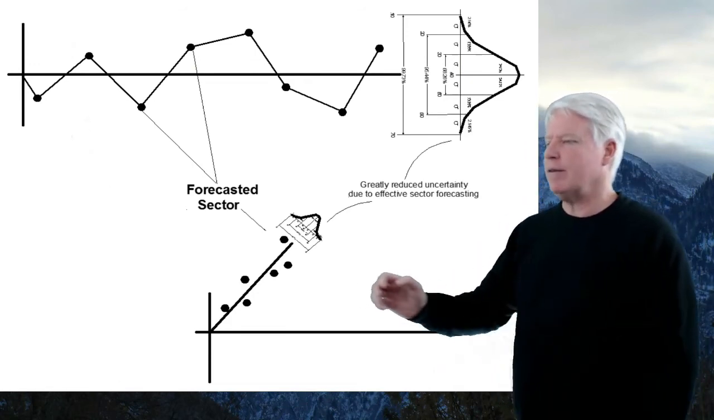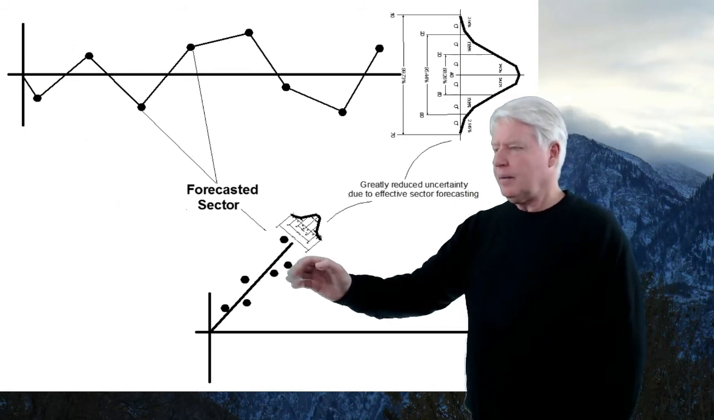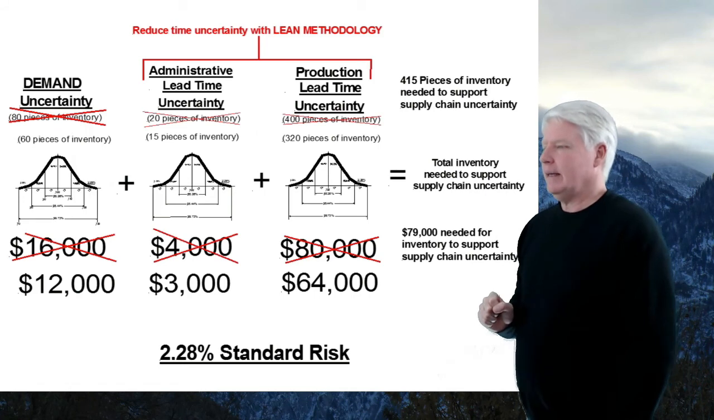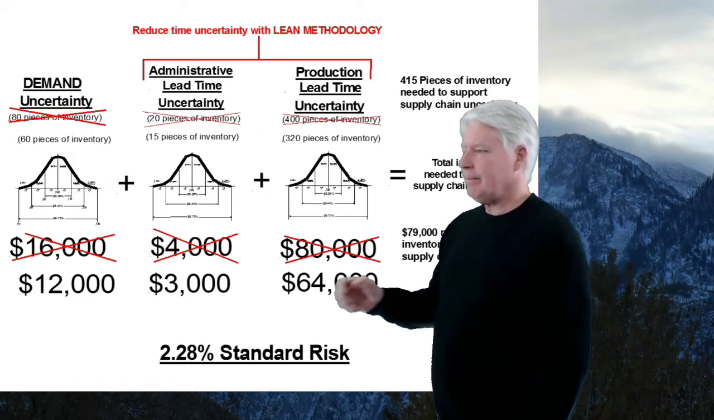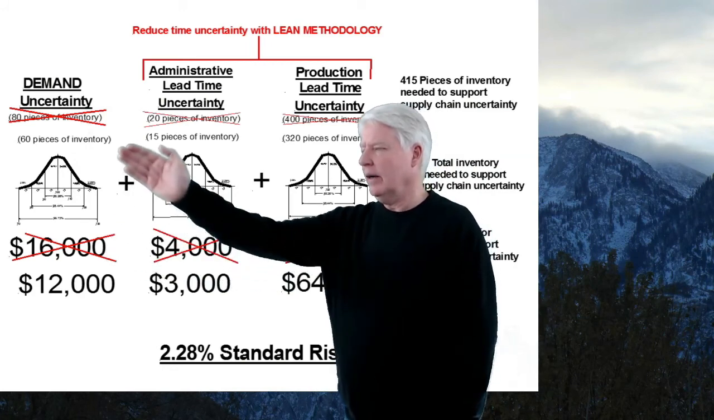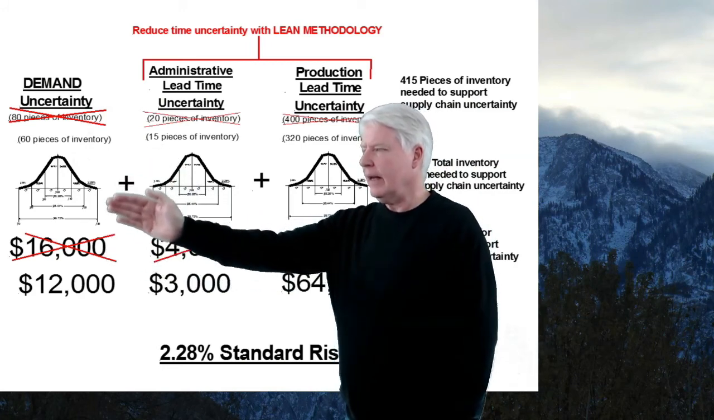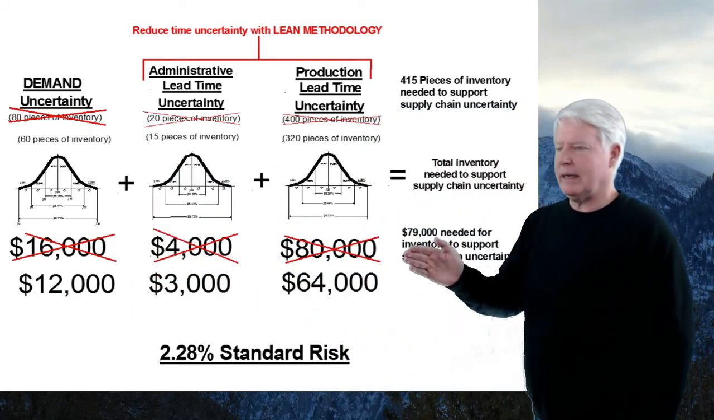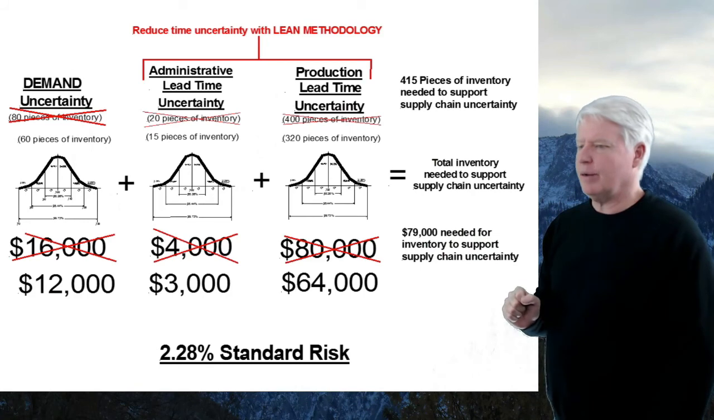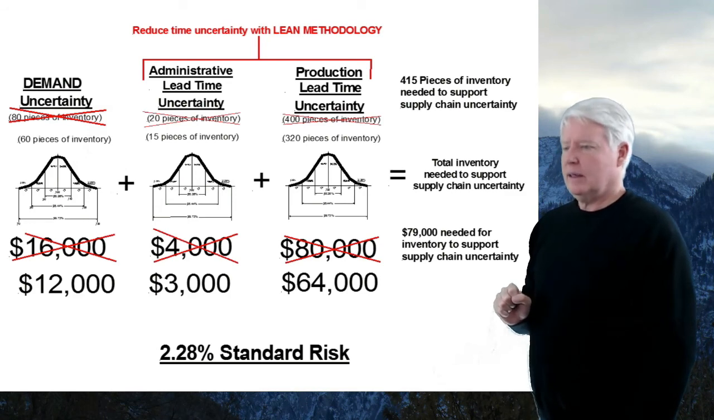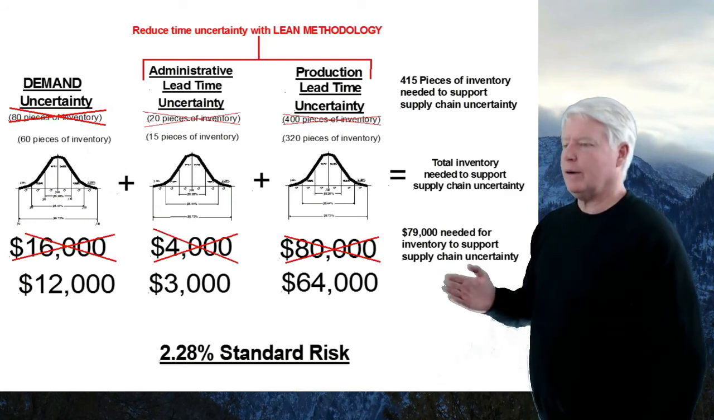But by reducing forecasting error, you can also reduce variability in demand. Okay, and reduce uncertainty. So let's say we've done that. We did better at our forecasting, and now we reduced it from 80 to 60 pieces. So there we've saved much more money. Now there were 79,000 needed for support of the 2.28% inventory risk. Okay, so a very powerful project.